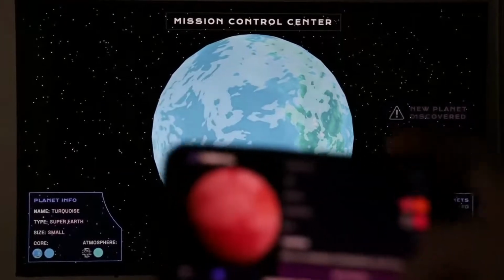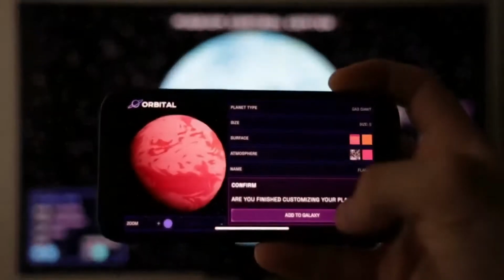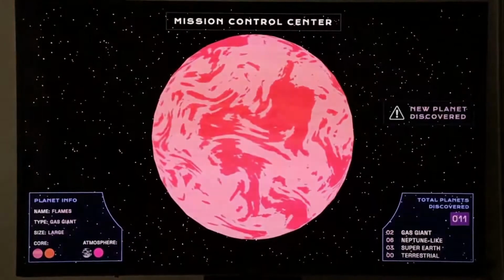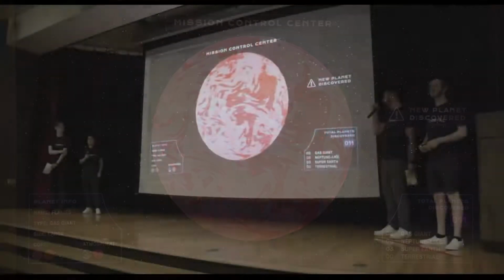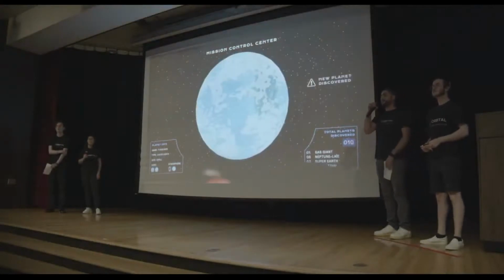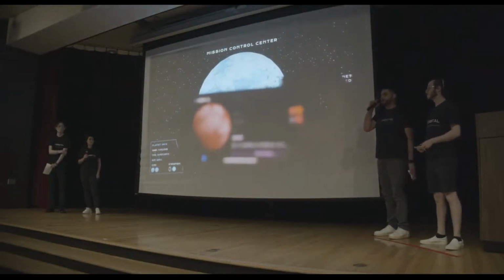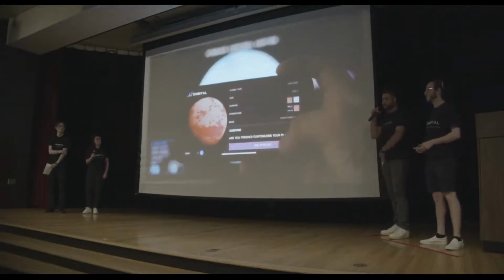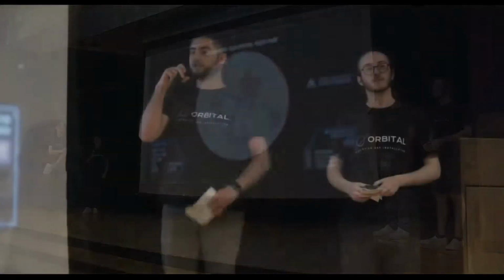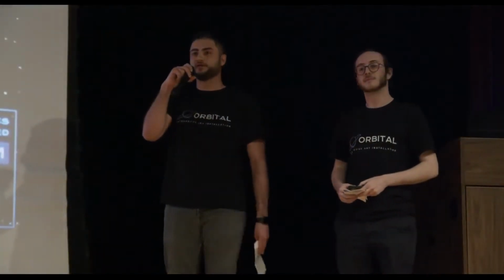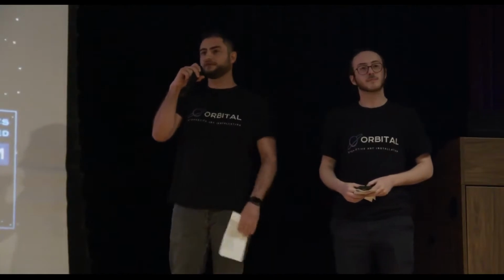The Mission Control Center was intended to showcase the last planet added, as well as all of its relevant information, as well as the total number of planets discovered in the galaxy, as well as the breakdown per planet type. This quickly became the main attraction of our exhibit. Users loved seeing their planets get added in real time in front of them, and this aspect gamified our exhibit and increased user retention.